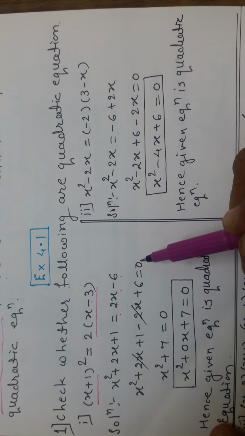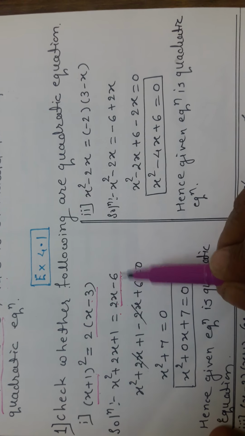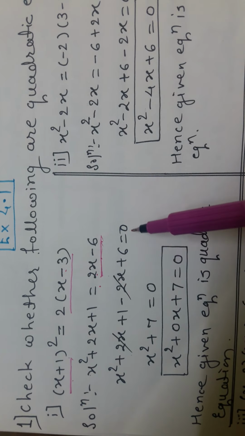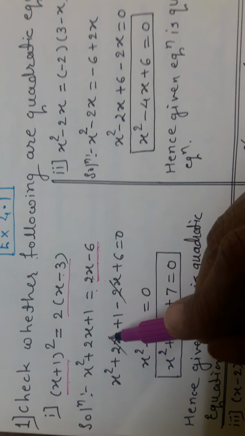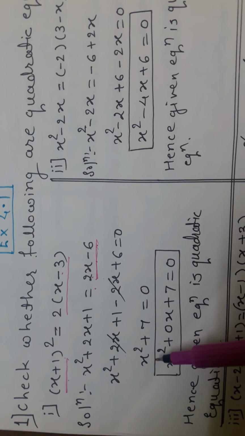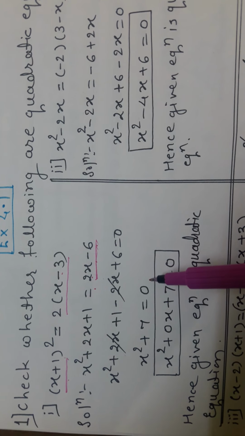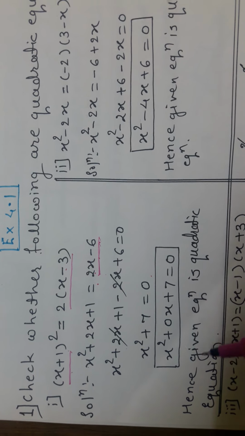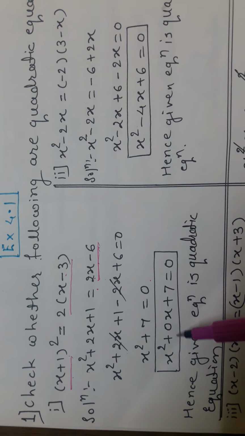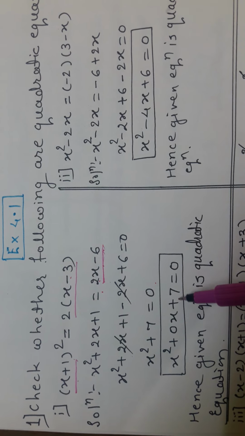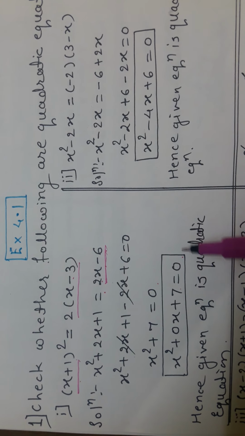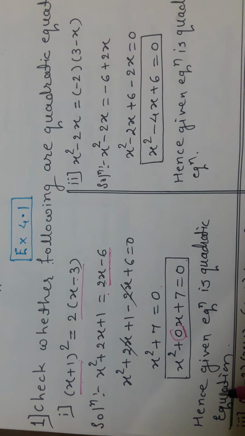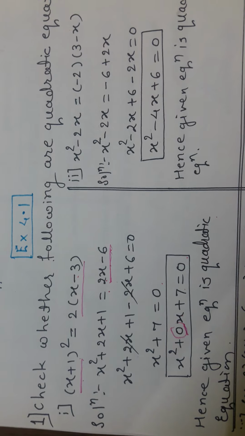Now we want the right hand side to be 0, that's why whatever terms are on the right hand side we will shift to the left hand side. x square plus 2x plus 1 minus 2x plus 6 is equal to 0. 2x minus 2x is going to cancel. We will get x square plus 7 is equal to 0. You may think the middle term, the x term, is not there, but we can write this equation as x square plus 0x plus 7 is equal to 0. Here the coefficient of x is 0, which is a real number. Hence the given equation is a quadratic equation.